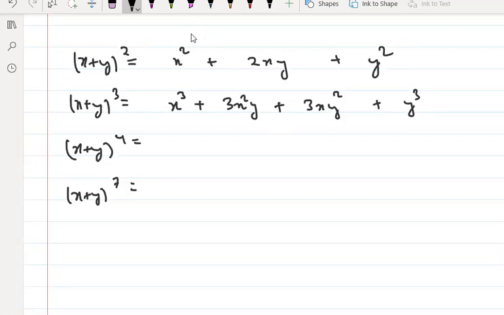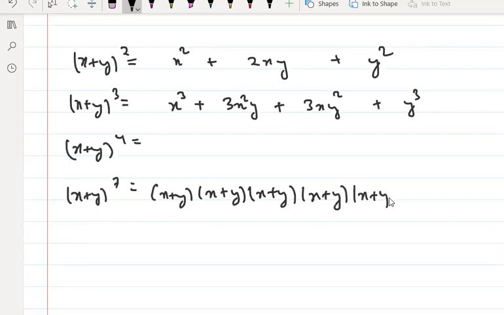Someone might ask, okay, that is the difference between the concept that you think. If I tell you, you can find (x plus y) power 7 using the concept of combination. How? Think about it. Think very basic. Forget about everything that you have studied. What is (x plus y) to power 7? It is (x plus y) into (x plus y) into (x plus y) into (x plus y) into (x plus y) into (x plus y) into (x plus y).